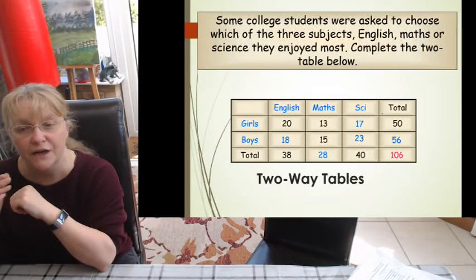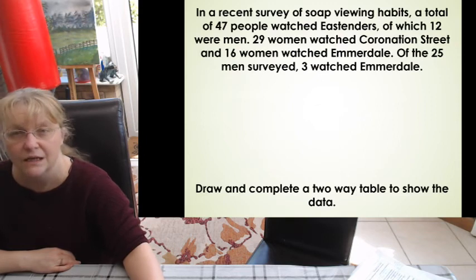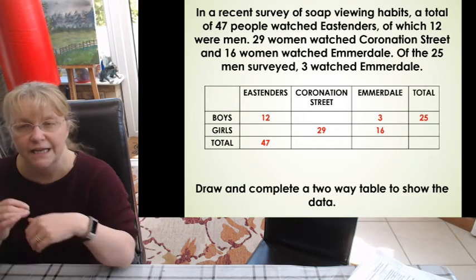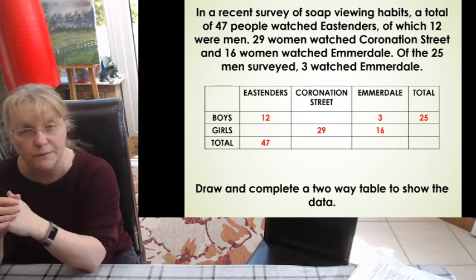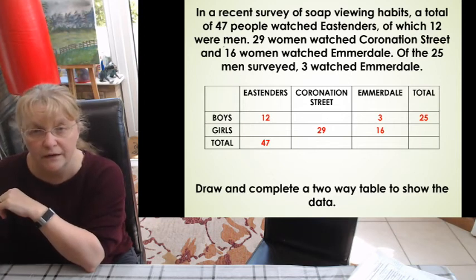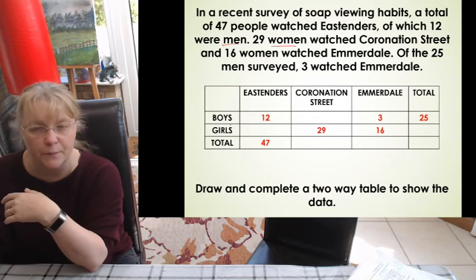Okay, welcome back. Hopefully you got those answers. So, in a recent survey of soap viewing habits, a total of 47 people watched EastEnders, 12 were men, 29 women watch Coronation Street, etc. Now all that I've done there is, from the words up there, I've put them into a two-way table. So I know they're talking about, as we go up here, men and women. So that's what I put down. Okay, I wrote boys and girls, but you can put men and women.